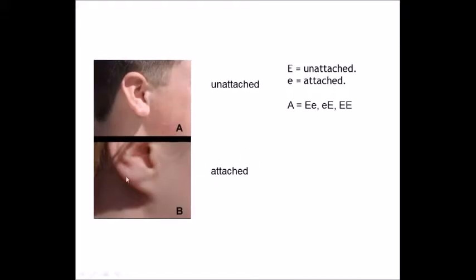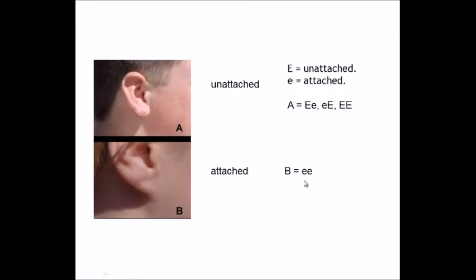But in the case of B, the only genotype they could possibly have is small e, small e, because for a recessive allele or a recessive gene to be expressed, you need two within your genotype. So that is the only possible permutation.